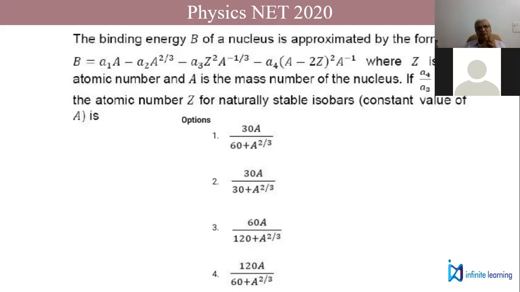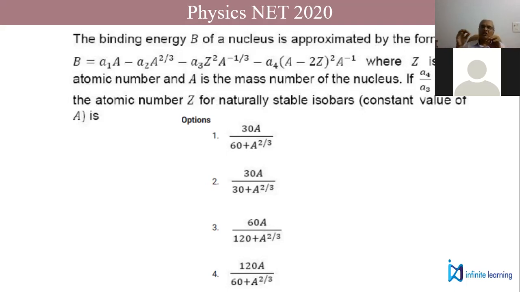Sir, by the formula in the relation, if we are given the ratio of A4 by A3, which is equal to 30, and the relation in atomic mass like A raised to -1/3, and the other in A4, A to the minus third. No, that's not how you think.